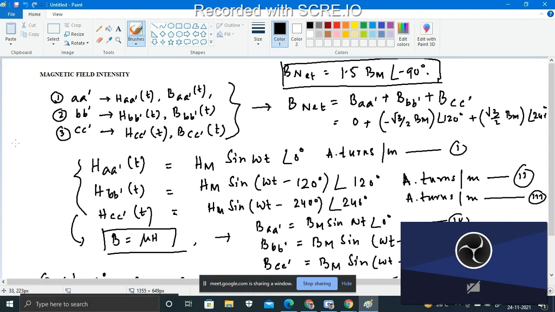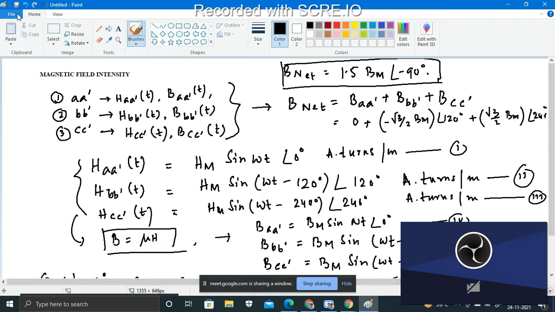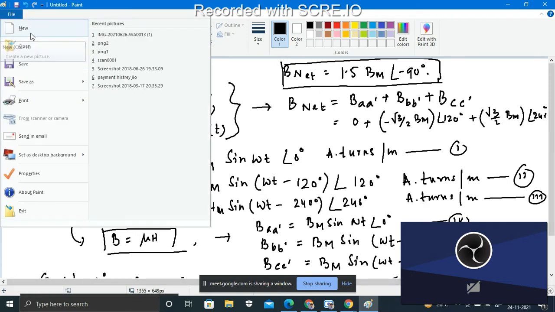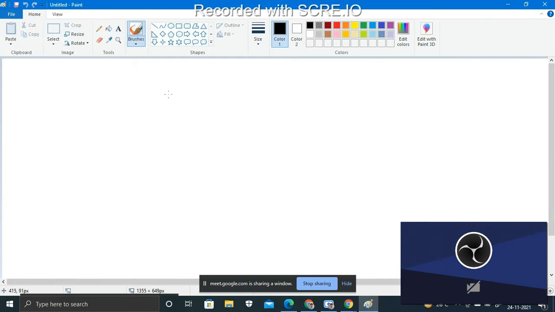Okay, so okay, we will again open the another screen. Okay, so my bnet is the values. One second, I have a problem.